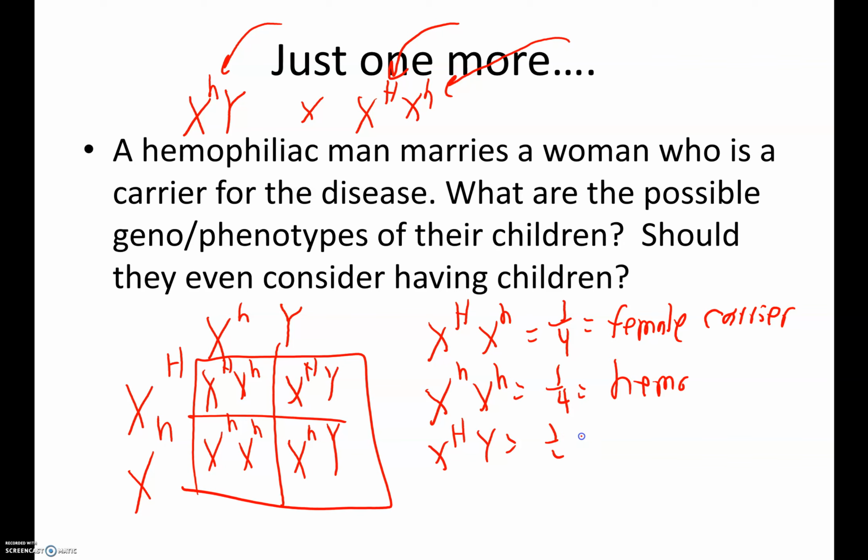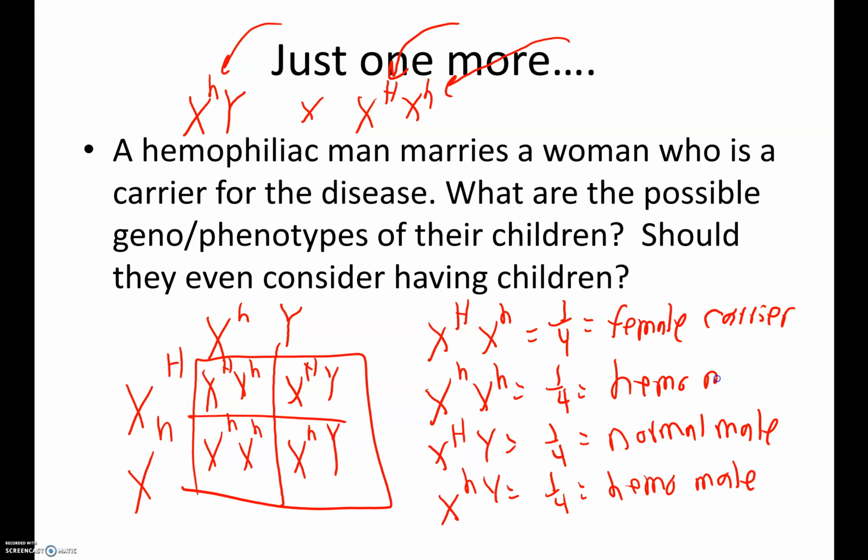This is a normal male. They got normal blood clotting alleles from the one parent that gave the X. And then this would be a male who has hemophilia. This would be a female. Okay, so guys, that's how you do those Punnett square problems. We'll practice these a lot, and you'll get really good at these.